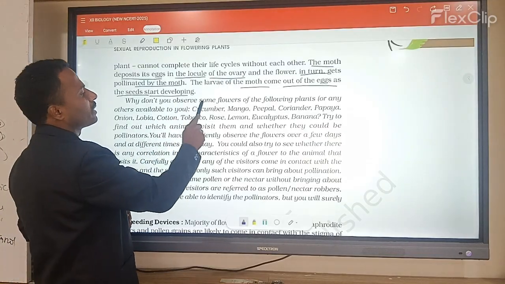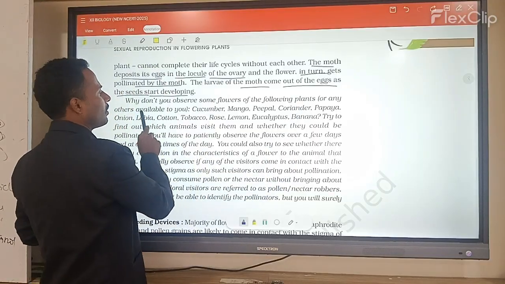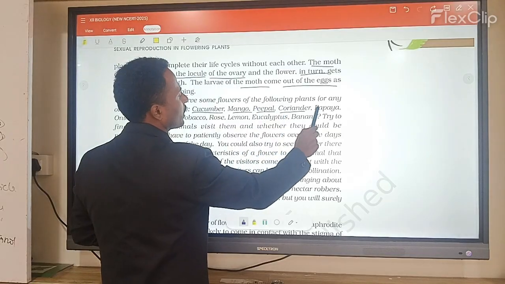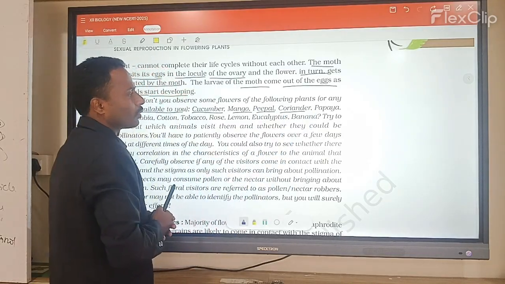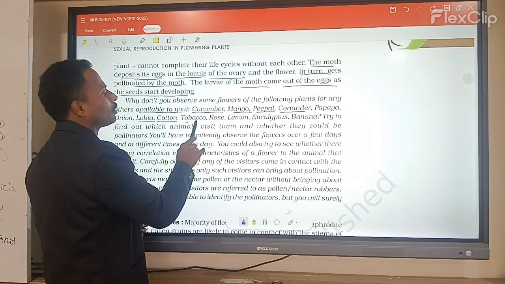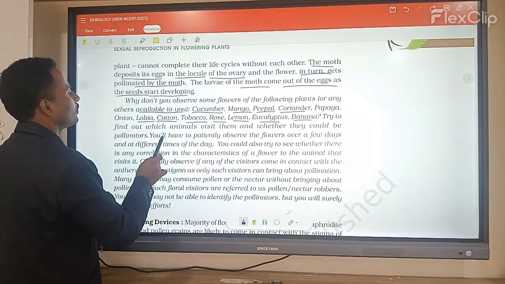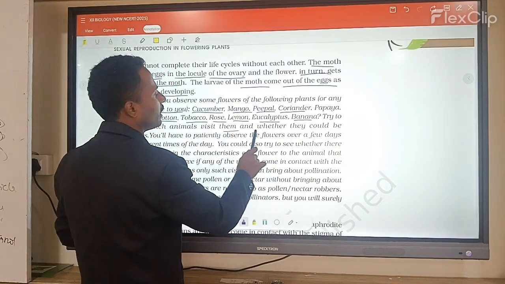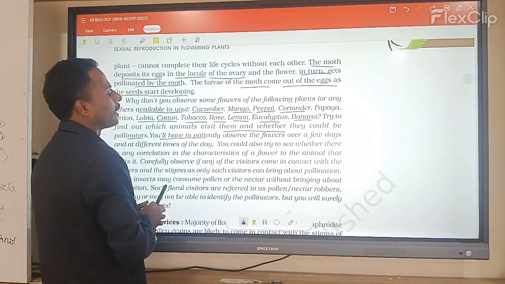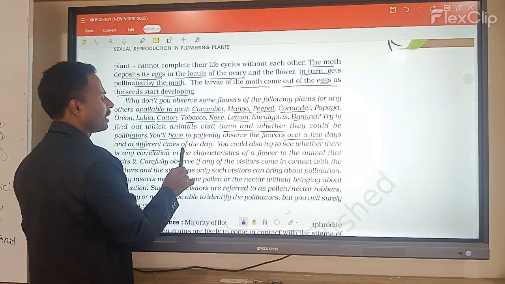Why don't you observe some flowering plants available to you? Observe cucumber, mango, pepper tree, coriander, papaya, onion, lobia, cotton, tobacco, rose, lemon, eucalyptus and banana. Try to find out which animals visit them, and whether they could be their pollinators. You will have to observe the flowers over a few days and at different times in a day.